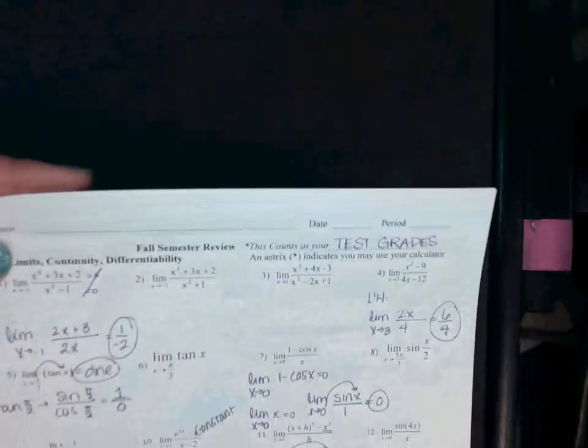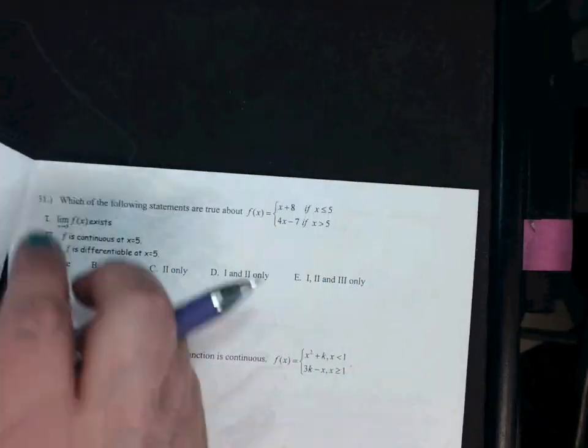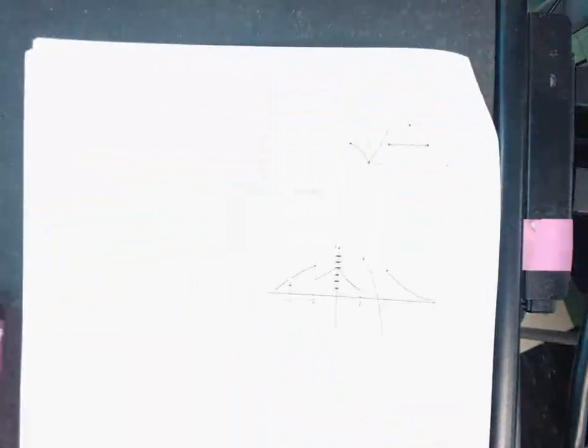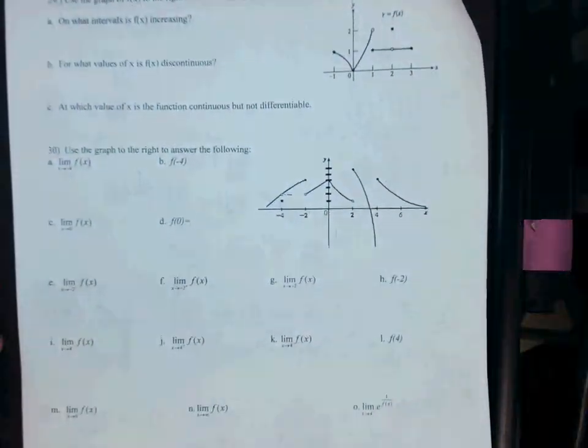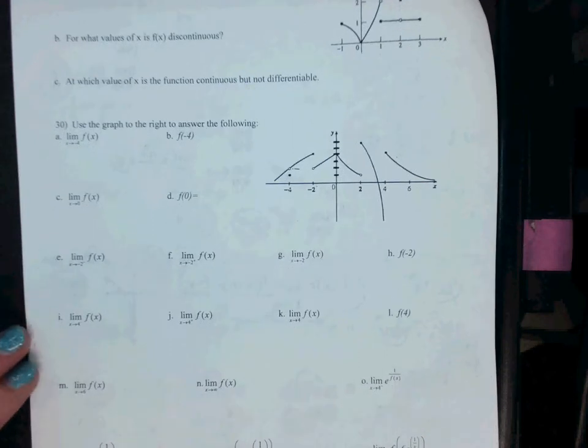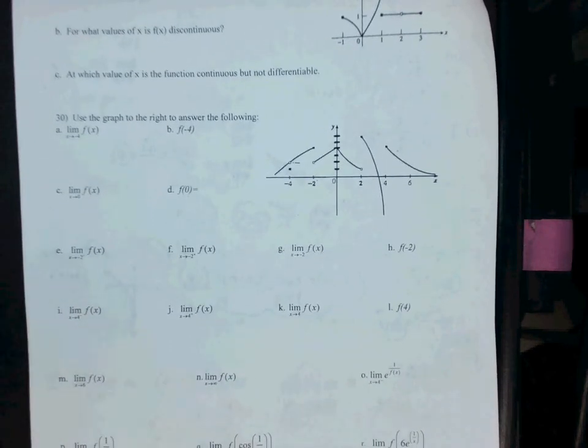So, lots of limits, lots of limits. We know how to do that with an equation. Number 30, let's do A and B. Your test is 45 questions, 30 no calculator, 15 with a calculator. Okay?